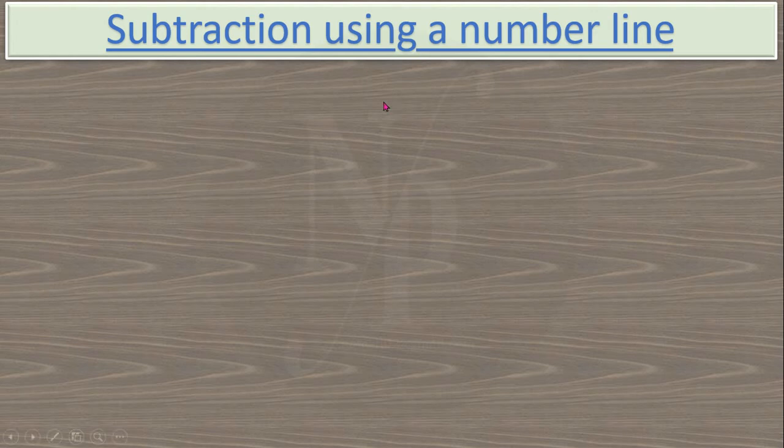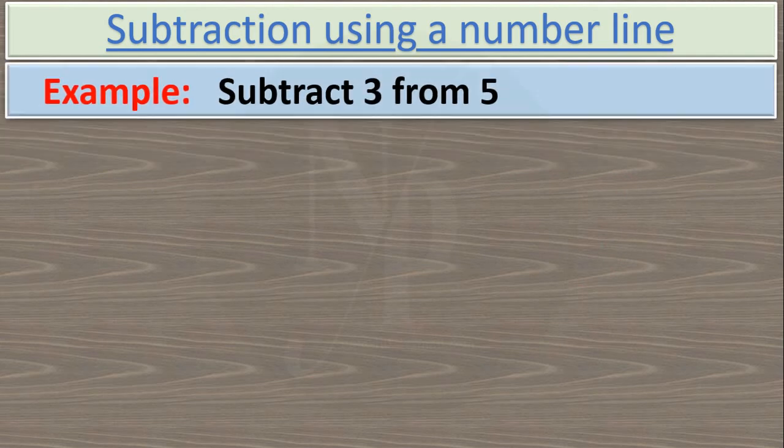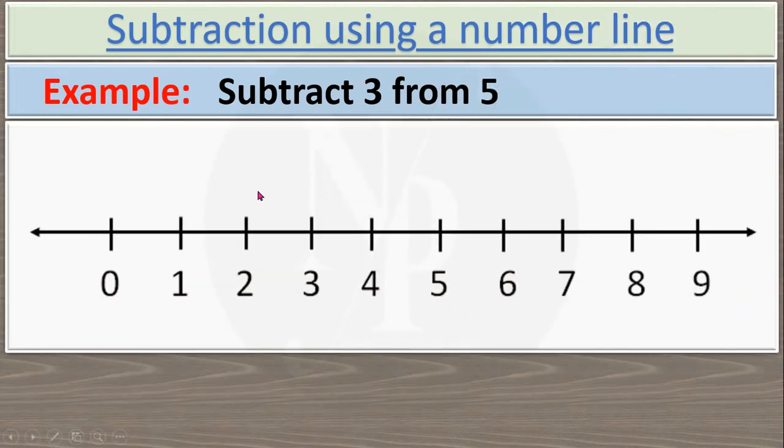Subtraction using a number line. Subtraction can be done using a number line also. Let us learn how it can be done. Example, subtract 3 from 5. So this line with the numbers marked on it is called a number line. We have learned about it in chapter number 2. Now let us see how a number line can be used to find the difference of two numbers or subtract two numbers. Here the question is subtract 3 from 5.